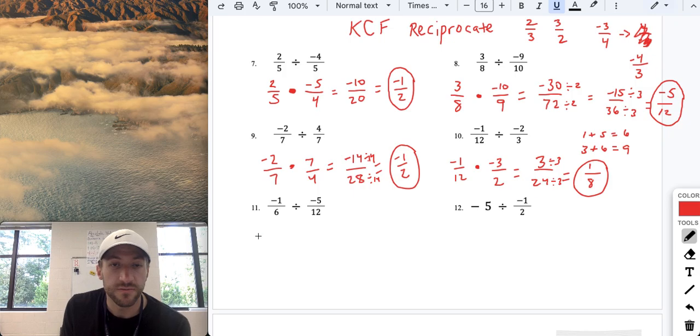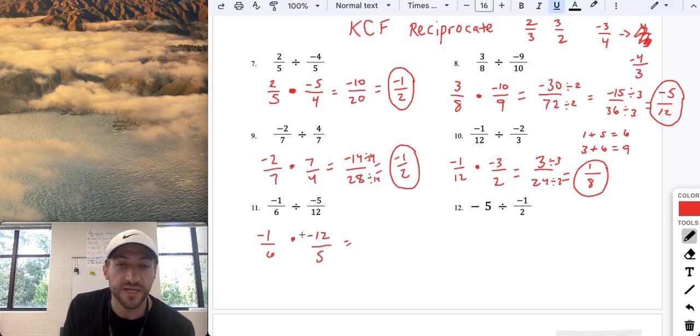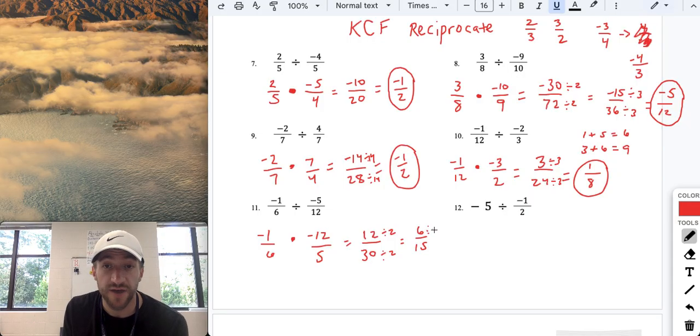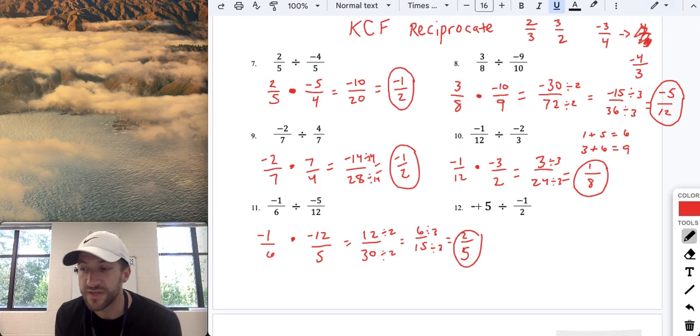The next one, keep the first number the same, change division to multiplication, flip the second fraction. So now I have negative 1 times negative 12 gives me positive 12. 6 times 5 gives me 30. I could divide by 2 because I know they're both even numbers. I get 6 over 15. Oh, and these are both divisible by 3, so I could divide them both by 3 and end up with 2 over 5. 2/5.